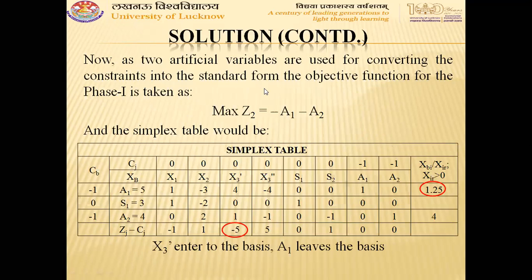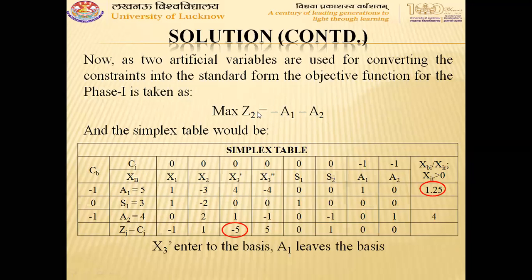Now, as we have used two artificial variables, the problem moves into phase 1 after obtaining the initial basic feasible solution. As we have considered two artificial variables a1 and a2 in the standard form, for phase 1 we write the objective function as maximum of z2 equals minus a1 minus a2. And we will not consider the objective function given in the problem, only the negative sum of the artificial variables.